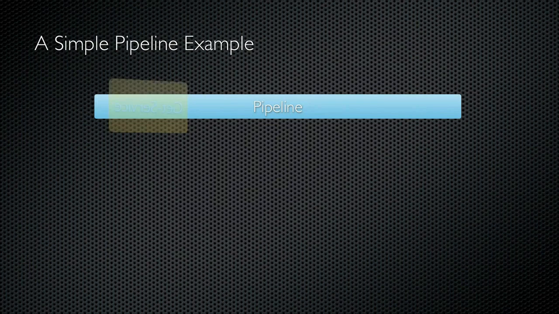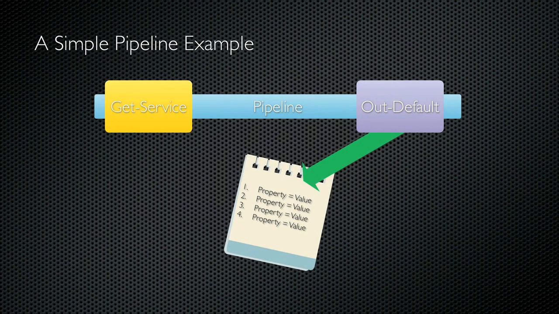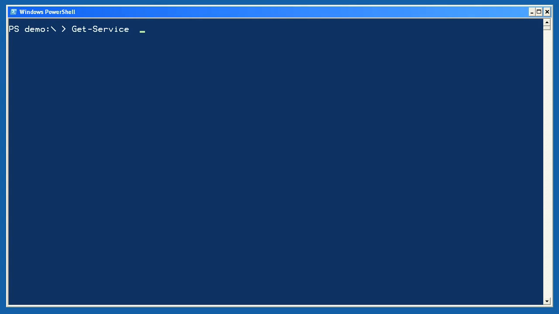Here's what it looks like, a simple explanation of the pipeline in action. I run a cmdlet called Get-Service. It produces service objects and places them into the pipeline. At the end of the pipeline is always Out-Default. Since there's nothing else in this pipeline, the service objects go to Out-Default, which uses some of their properties to display a text list.